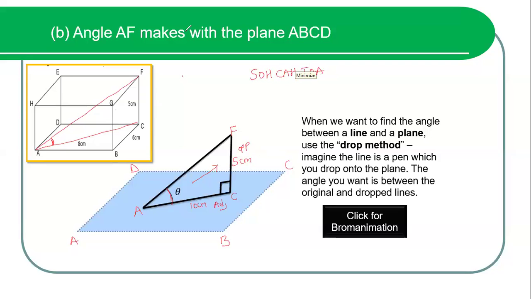Okay, good. So now I'll say tan of theta is equal to opposite over adjacent. What is my opposite? My opposite is 5, adjacent is 10. That is tan theta. Now, what am I going to do? Find out what theta is.